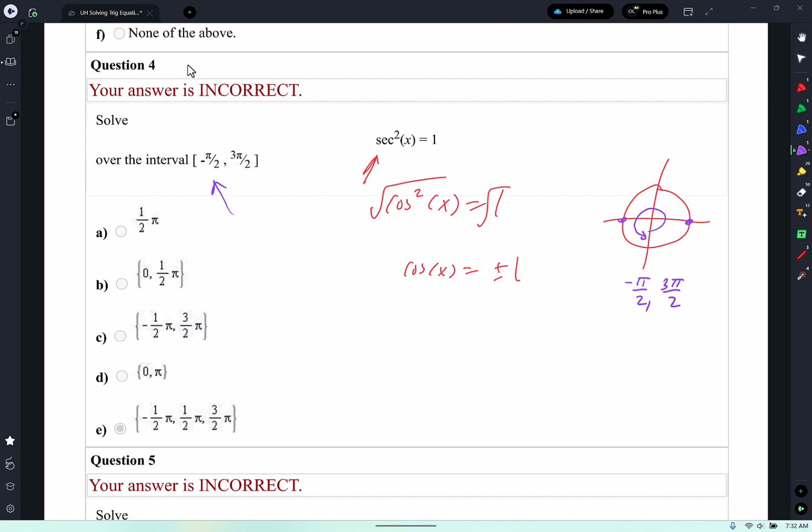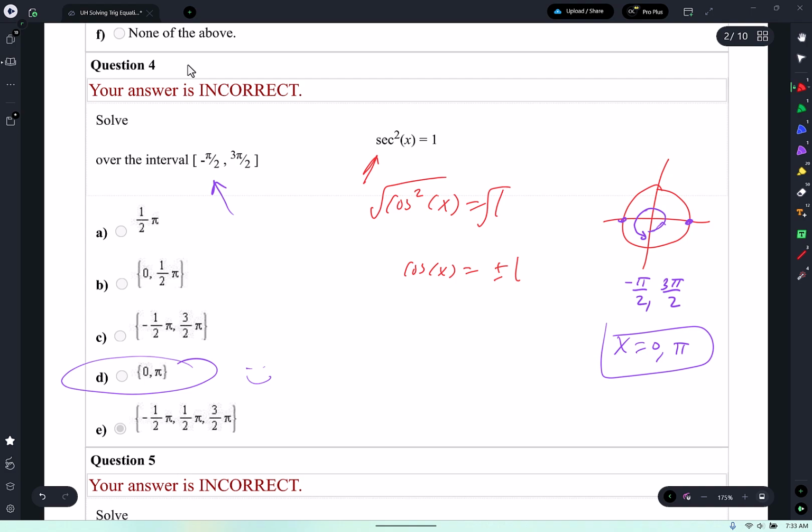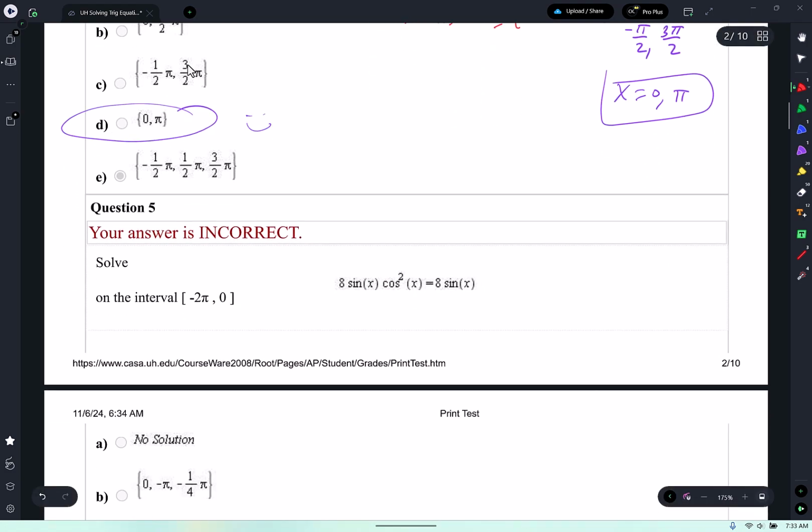So my first answer, as I'm going counterclockwise, is x equals 0. So that's my first answer. And then I keep going. I'm at pi over 2. That's not a solution. Boom, pi. That's another one. So 0 and pi. There we go. We're doing pretty good so far, guys. I hope you're doing all right.